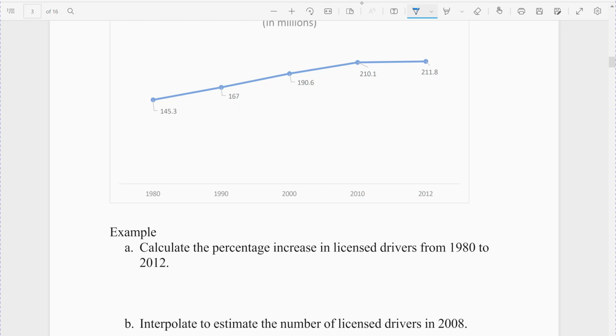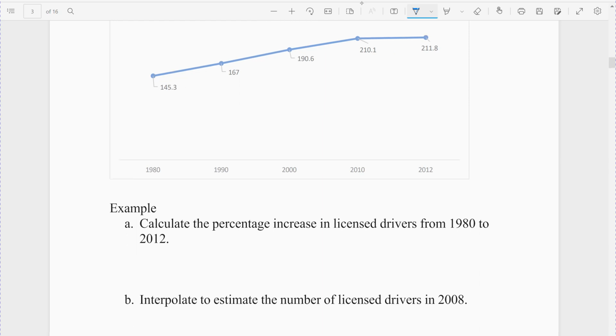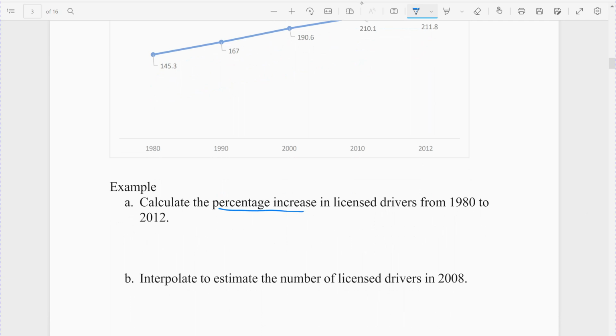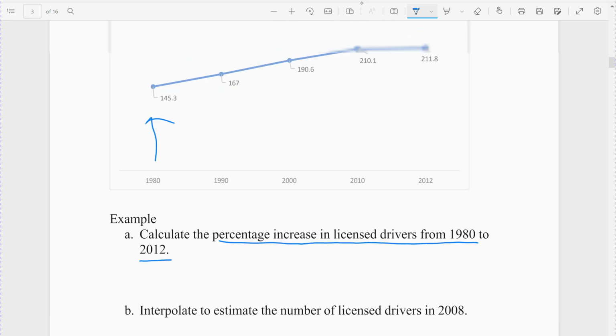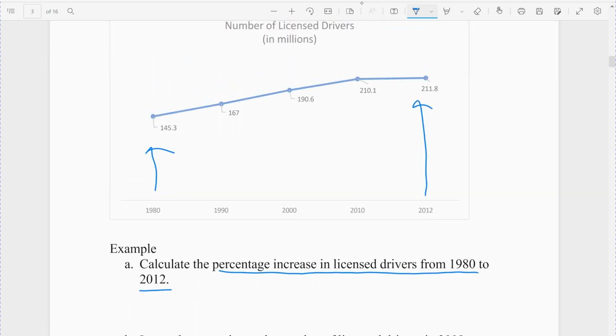We're going to use interpolation and extrapolation again. So this is sort of a throwback question to reading the line graph and finding our changes. All right, so first, the percent increase in driver's licenses from 1980 to 2012. So we're going to use 1980 and 2012, so over the entire time period.